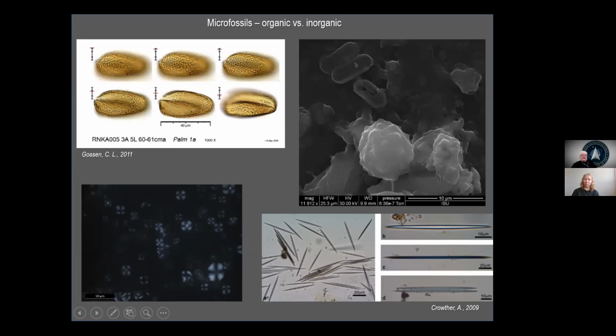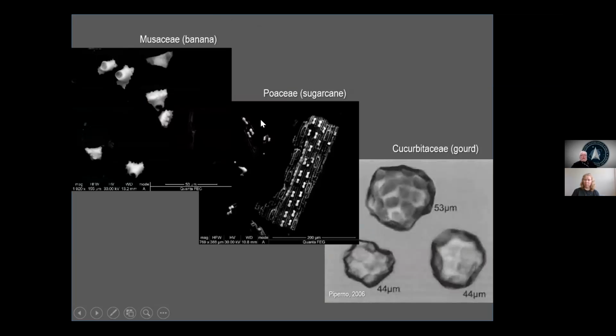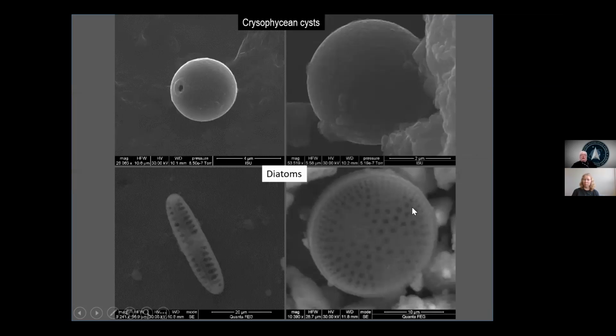And so these are the kind of things that we might see. These are both inorganic materials here. The pollen and the starches would be the organic component. These are all potential targets to see in dental calculus. And here, these are just some of the examples of what we see. This is banana phytoliths from dental calculus. These little dog bones here are sugarcane phytolith. And then this is a phytolith that comes from a gourd plant. This isn't our work, this is from another author. But these are the kind of things that we might expect to see in the calculus.